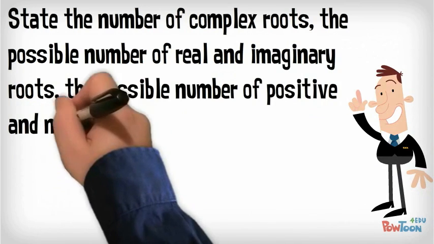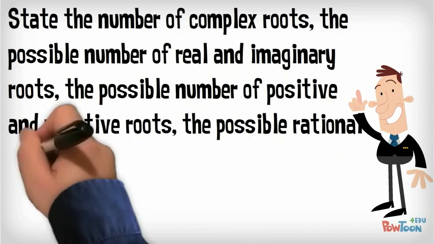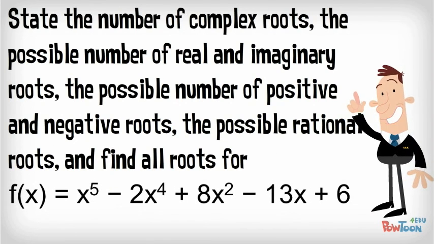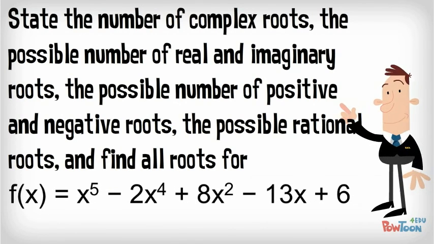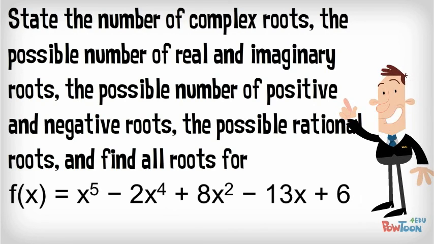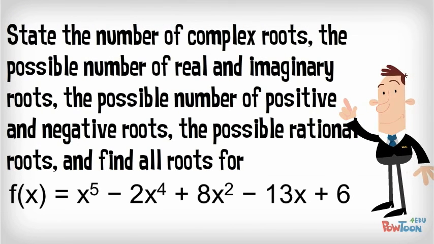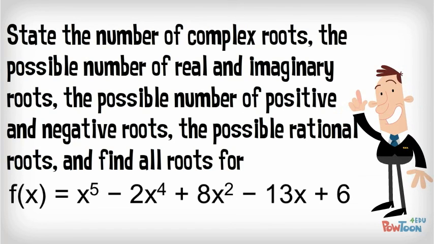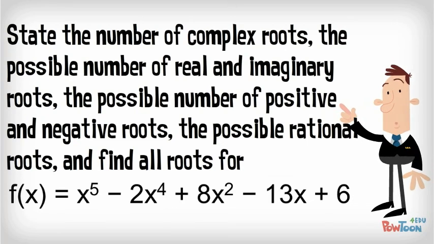So here's just an example. State the number of complex roots, the possible number of real roots, imaginary roots, the possible number of positive and the possible number of negative roots, list the possible rational roots, and find the roots for this function. That is a lot of stuff for one function. You should be able to do all of this, and a lot of it's simple, but there's a lot of steps.